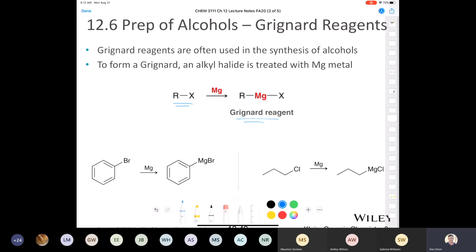a Grignard reagent. And so if you're wondering, well, how in the heck did the magnesium get in between the carbon of the R group and the halogen, the element X? That's beyond the scope of our class, but that's basically called an insertion reaction.